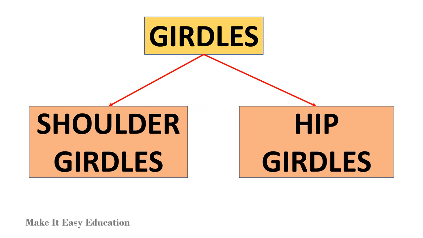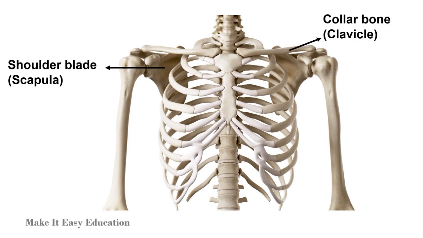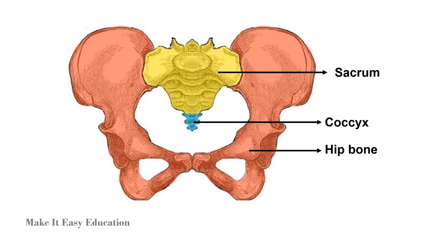Girdles. There are 2 girdles in our body: the shoulder girdle and the hip girdle. The shoulder girdle is made up of the shoulder blade or scapula, and the collarbone or clavicle. The hip girdle is made up of sacrum, coccyx, and hip bone. These 3 bones are fused to form a single bone.